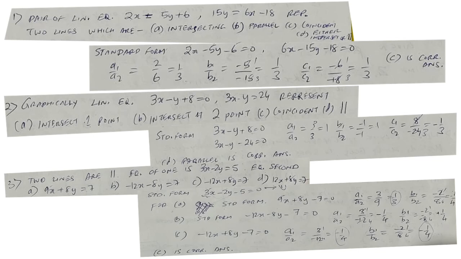Okay, so 3x minus 2y minus 5 equal to 0. The line which is parallel to it is minus 12x plus 8y minus 7. That is the line which is parallel to it. So C is the correct answer.